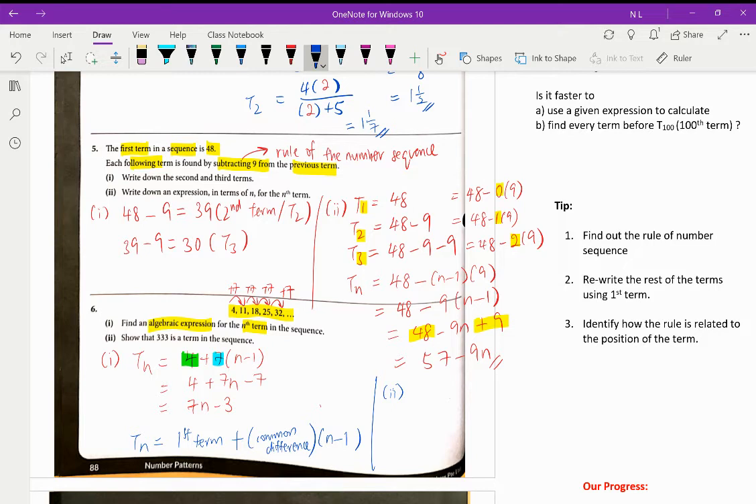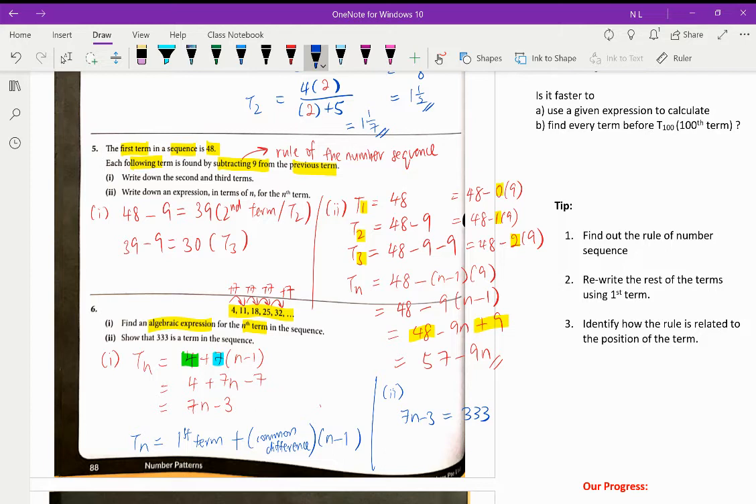Since you have the general expression in terms of n, why don't we just use it? I know that every single term in a sequence will obey this general expression here, 7n minus 3. So I can set 7n minus 3 equals to 333.